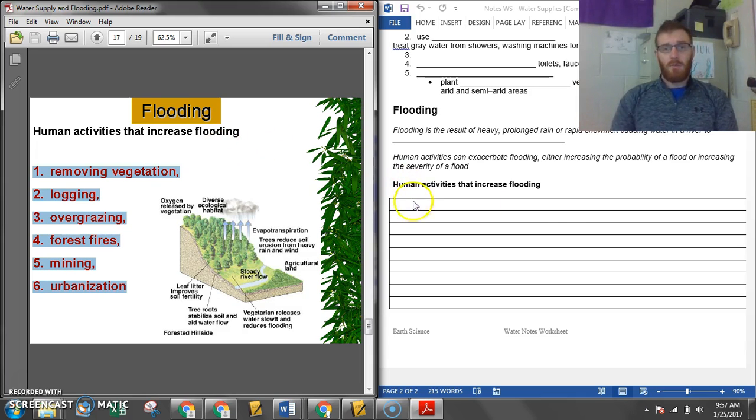And here there's a list of these human activities I was talking about in the previous slide, and you can simply put them in this area right here. So I'll go through these things: the removal of vegetation, logging, overgrazing, forest fires, mining, urbanization. Take special note to notice that these things are similar to the things that increase erosion.